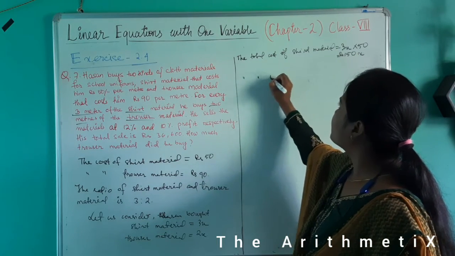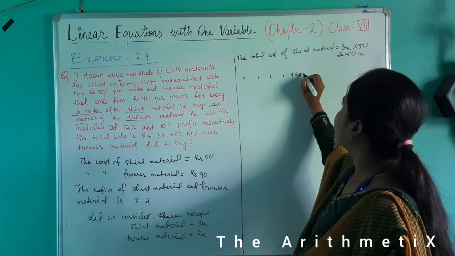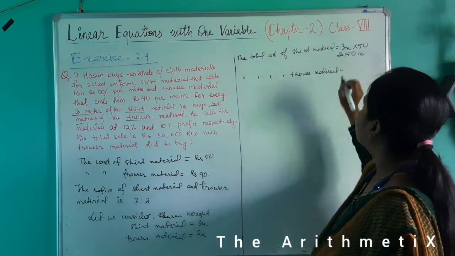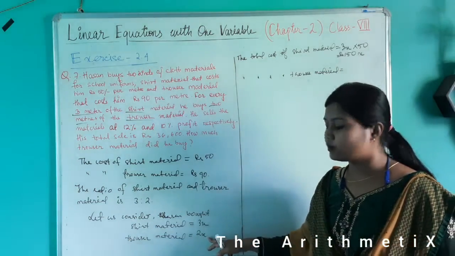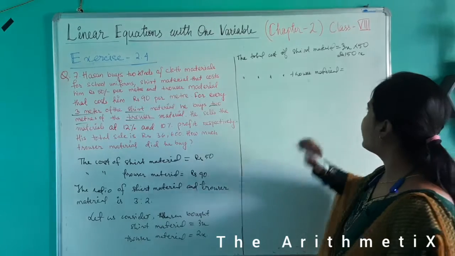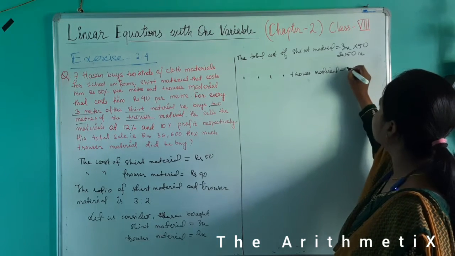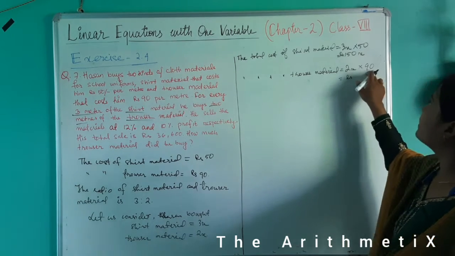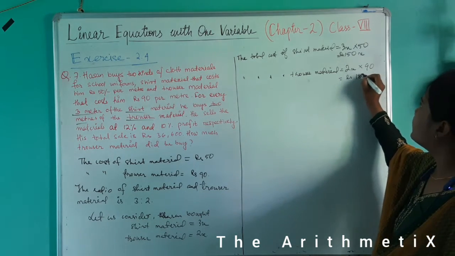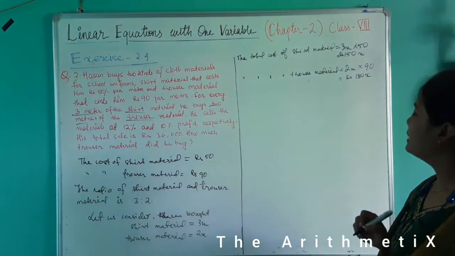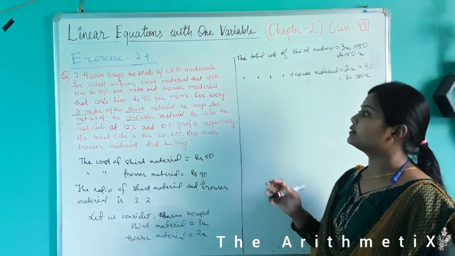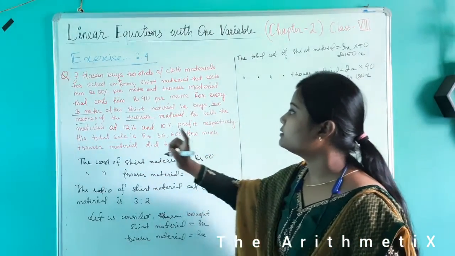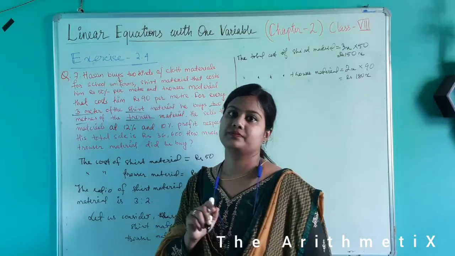Similarly, let us find the total cost of trouser material. See how much he has bought? 2x and the unit cost is 90. So it will be 2x into 90 rupees, that is rupees 180x.